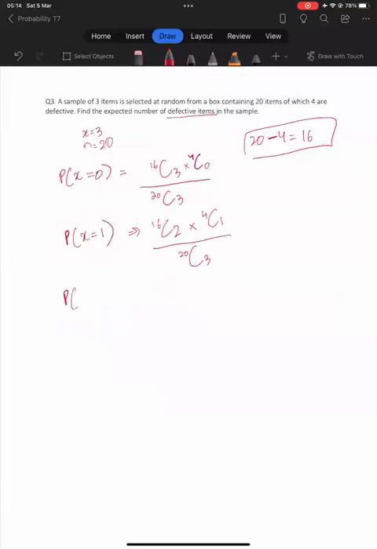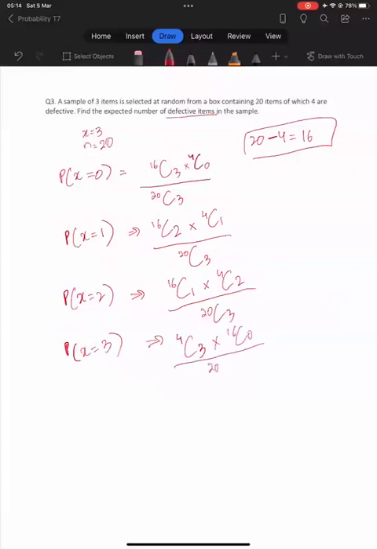Then we have that we picked 2 defective, so 1 non-defective from the 16 non-defective, and then 2 defective from the 4 defective, and then finally we pick 3 and all three are defective, so we picked all from the defective ones, so 4C3 16C0 over 20C3. This gives us the probabilities. Let's compute those.